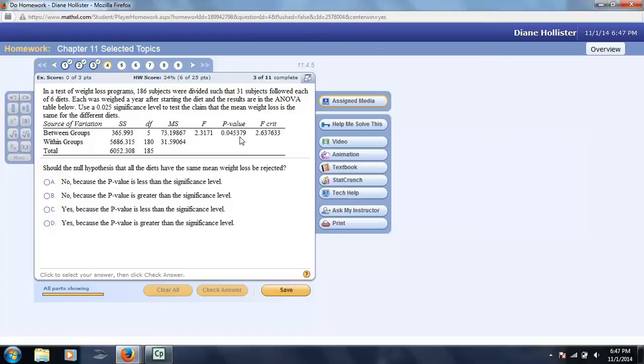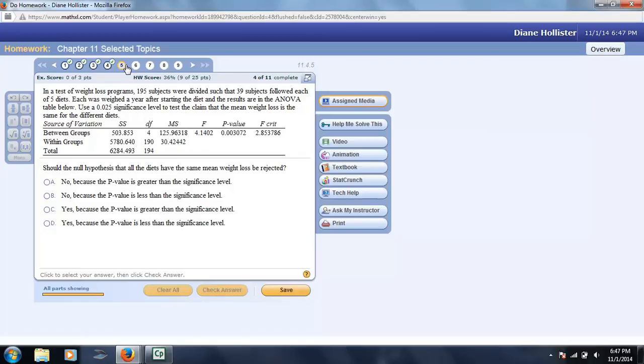Now, right away, if you look at your p-value, it is 0.045379, a little bit less than 0.05. However, it is not less than 0.025, which means we fail to reject H0, and the null hypothesis was that all the diets had roughly the same mean weight loss. So should we reject that? No, because the p-value is greater than the significance level.